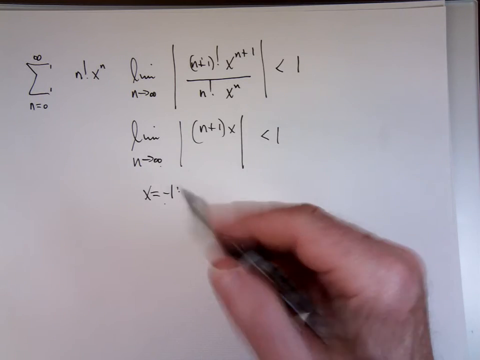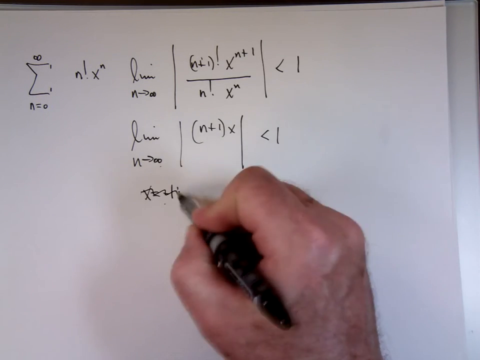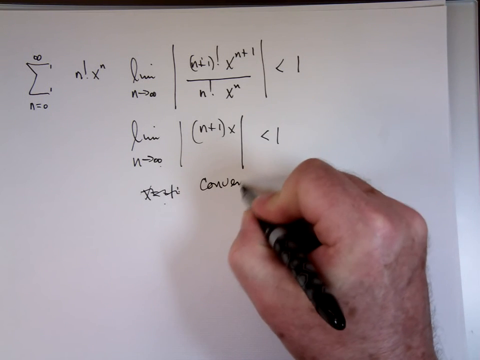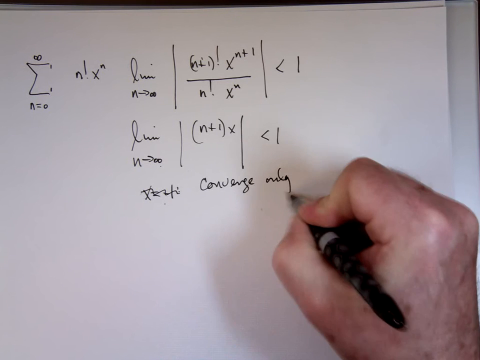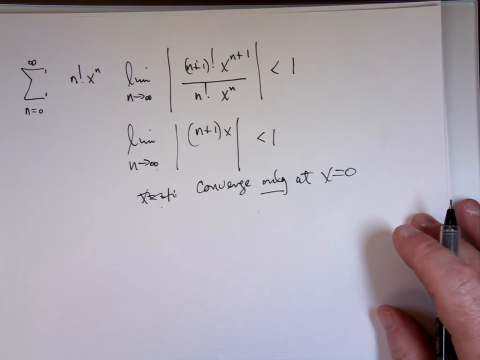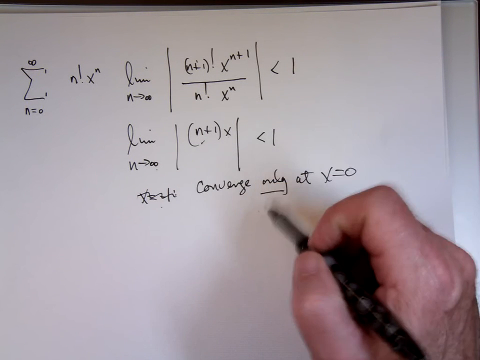Forget that. This will converge only at x equals 0. That's the only x that causes that to converge. Every other x will have a limit that's not less than 1. This radius of convergence is equal to 0.